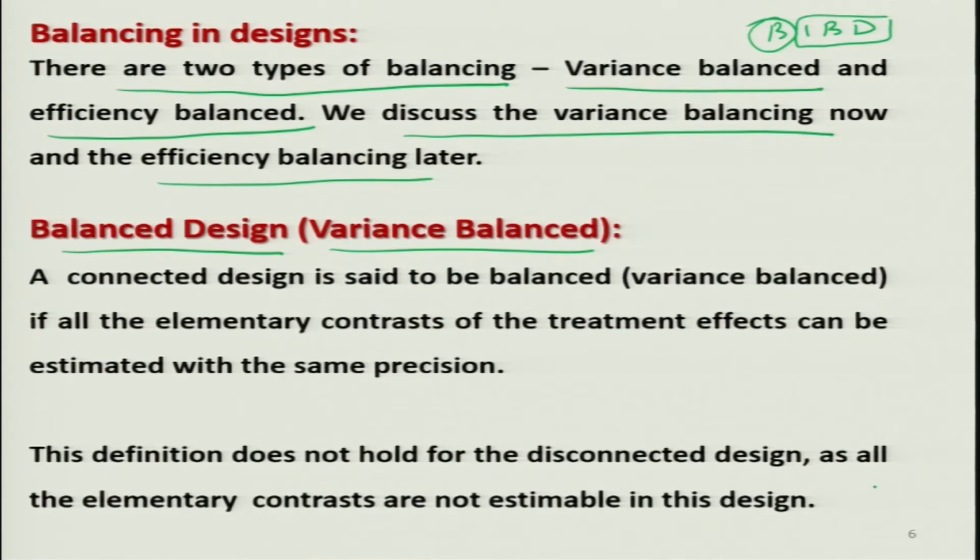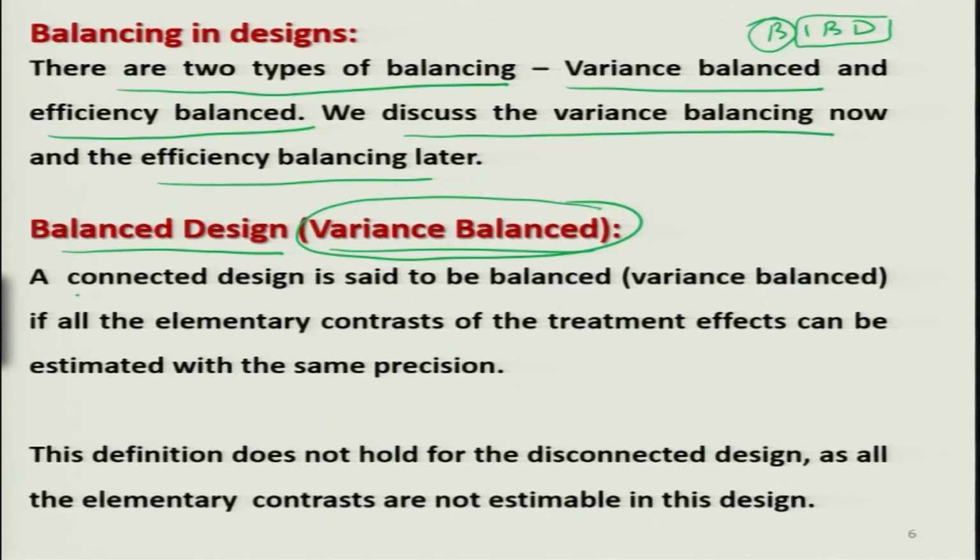But at this moment, at this stage, I would like to make a clarification: in common language in the designs of experiment, whenever we are talking of the balanced design, most of the people will take the definition of variance balance as the default. Unless and until it is specified that we are talking about the balancing in terms of efficiency factor or efficiency balance, usually the meaning of balance is considered as variance balanced. Okay, so what is this definition?